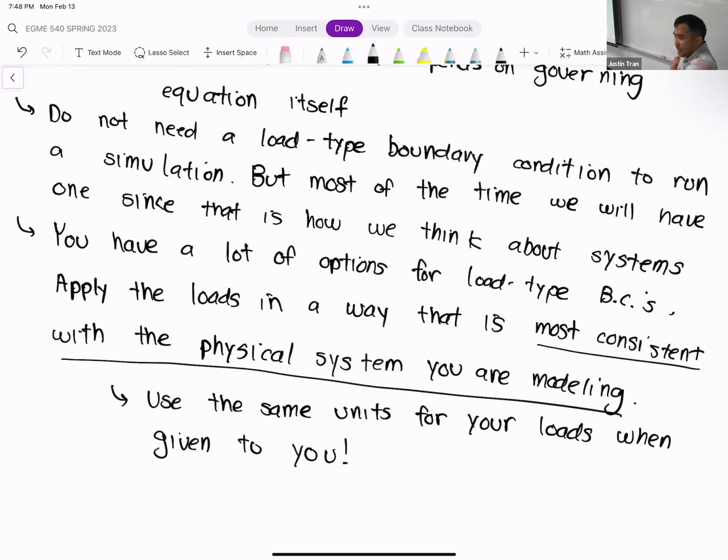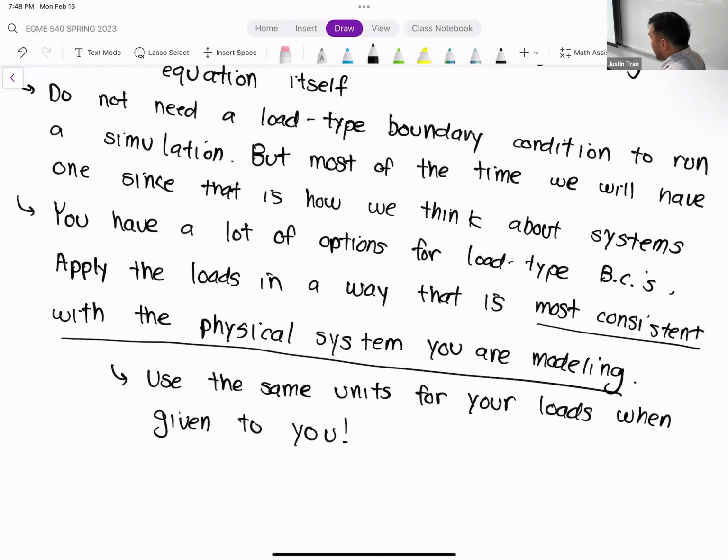And so, if you're doing an activity and a load is given to you in force units like newtons or pounds, use that for the load, right? Of course you can convert that to a pressure and apply that pressure, but you're just causing more work for yourself, and you're opening yourself up to making mistakes. Okay, so use the same units. Again, sounds very straightforward, but you'd be kind of surprised. Okay. All right.